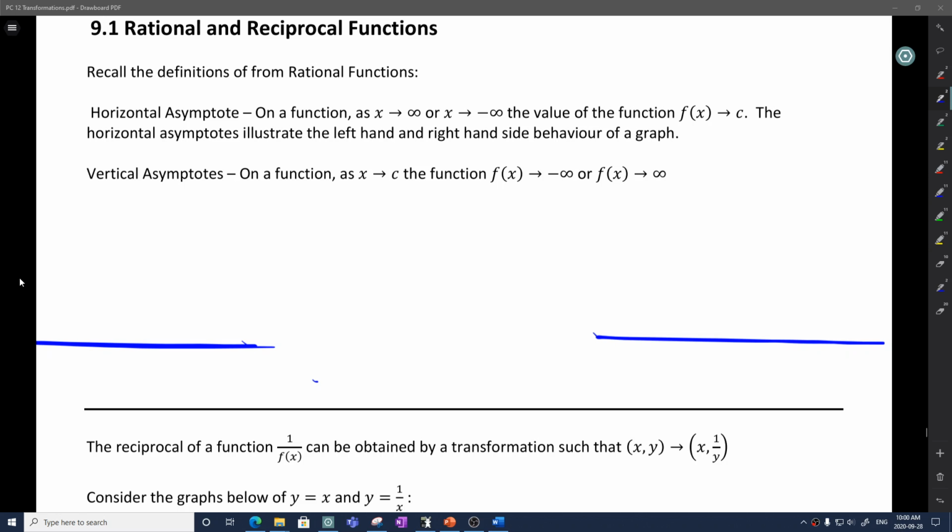So recall the definitions from rational functions. A horizontal asymptote on a function as x goes to infinity. Now here, as x goes to infinity, that is right-hand side behavior, or as x goes to negative infinity, that would be left-hand side behavior. Now right-hand side, if this is my Cartesian plane, as the graph gets over here, what's going on, and the left-hand side behavior, if the graph heads over here, what's going on, the value of the function f of x will approach some constant c.